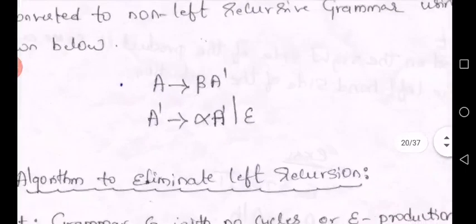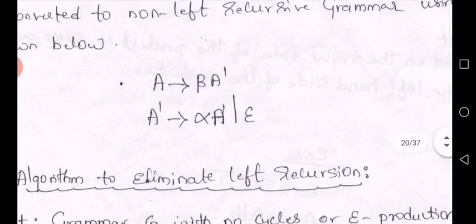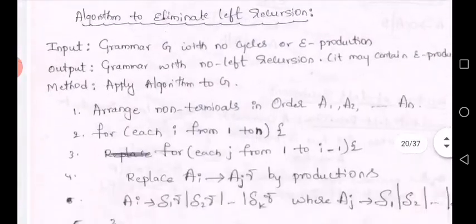See here, what do you have? A, and the first value of the production is beta. You don't have A there, so we eliminated the left recursion property. Then for A dash, the next value is alpha, so the left recursion property vanishes.